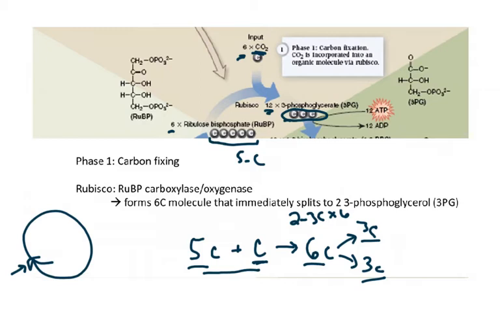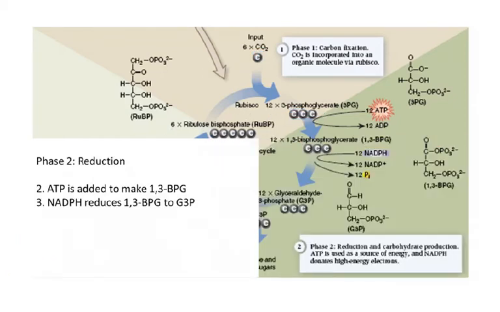This is called carbon fixing, because what we're doing is we're fixing this carbon from the carbon dioxide into this 6-carbon molecule that immediately splits and becomes the 2 3-carbon molecules of phosphoglycerate. The enzyme that does this job is called rubisco. Okay, in the next phase, it's going to be the reduction phase. So phase 1 was carbon fixing. We just fixed the carbon, so now it's stuck in there.